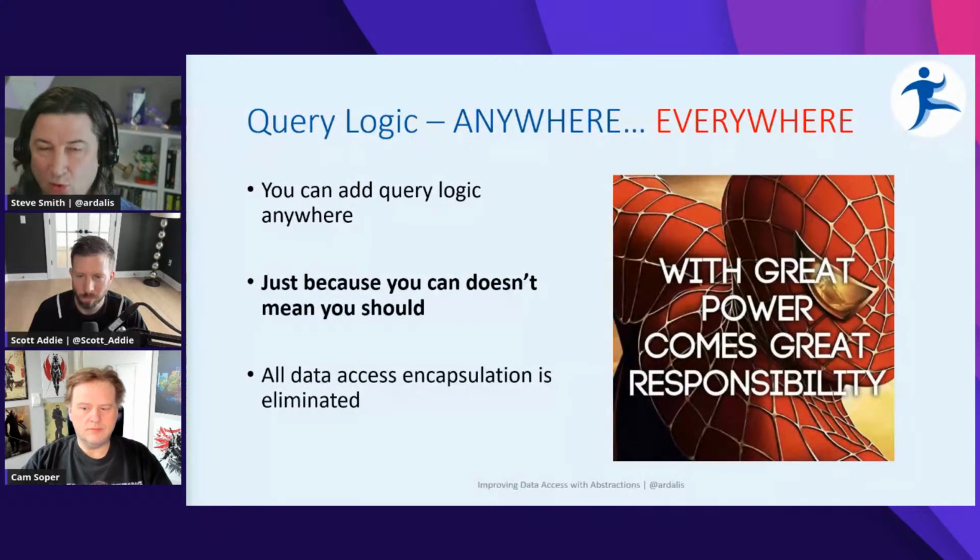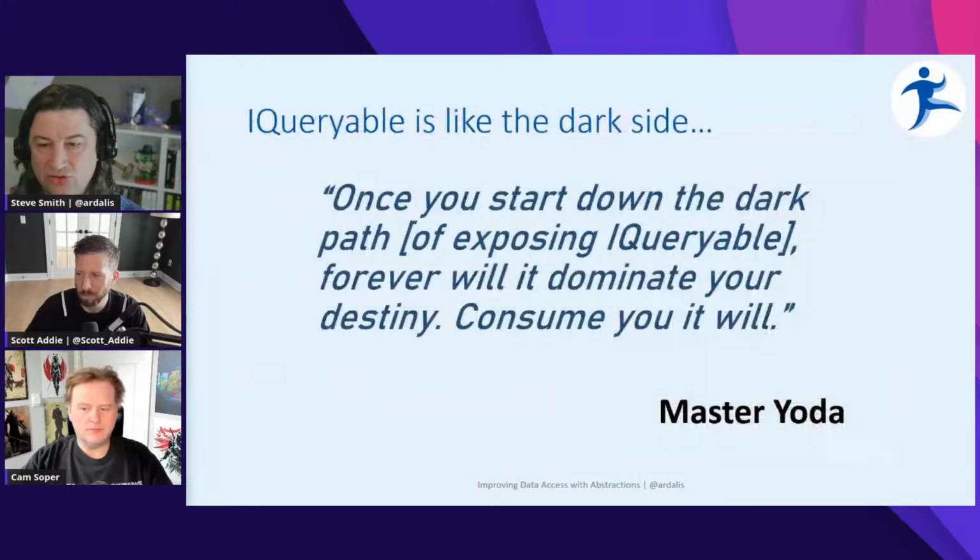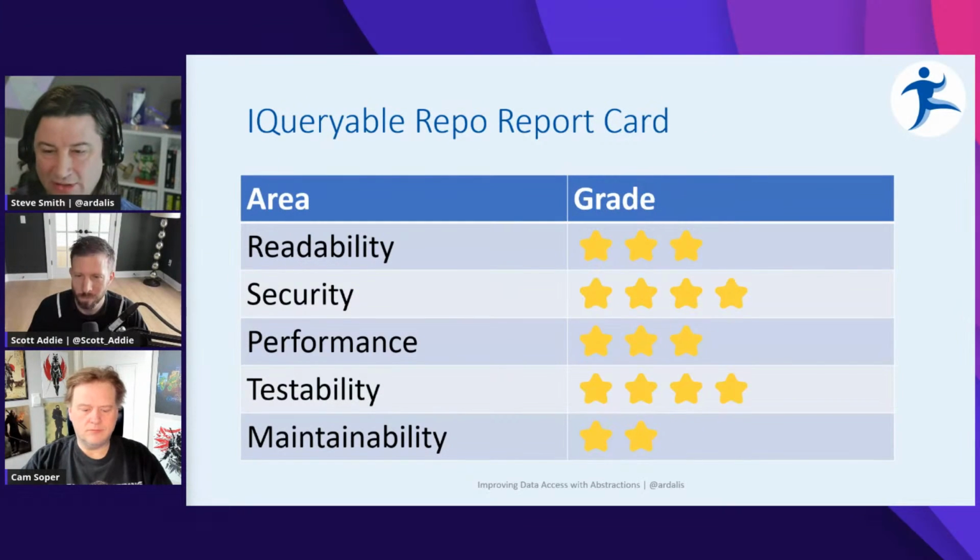But it's really hard to avoid once you go down that path, right? So once you start down this path of just exposing IQueryable, it's going to dominate the design of your solution generally, right? So there's some issues here, mostly with maintainability, a little bit with readability, because if you just want to see what is the query that's going to get executed, it's really hard to pin that down.